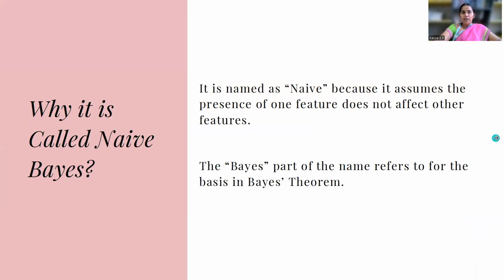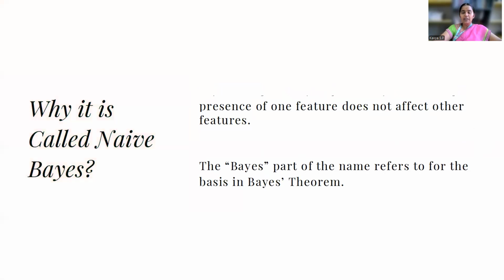Talking about the name naive, the reason is that the existence of one particular event or feature will not affect the existence or entry of another event or feature. That is why it is termed naive. The reason for Bayes is that it makes use of the Bayes theorem, which is already available, and put together it is called the naive Bayesian classifier.